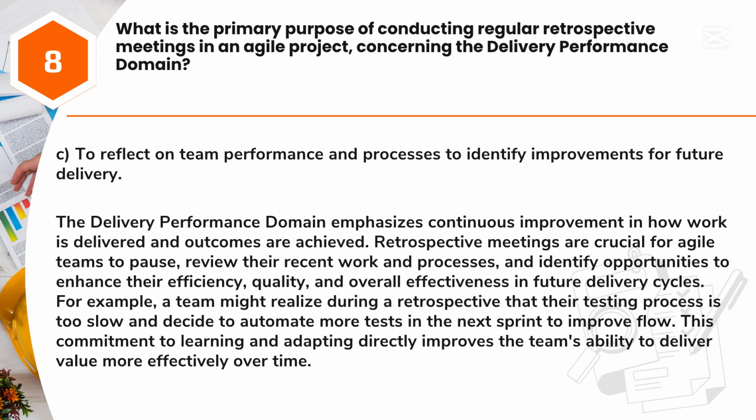Answer: C. To reflect on team performance and processes to identify improvements for future delivery. The delivery performance domain emphasizes continuous improvement in how work is delivered and outcomes are achieved. Retrospective meetings are crucial for Agile teams to pause, review their recent work and processes, and identify opportunities to enhance their efficiency, quality, and overall effectiveness in future delivery cycles. For example, a team might realize during a retrospective that their testing process is too slow and decide to automate more tests in the next sprint to improve flow. This commitment to learning and adapting directly improves the team's ability to deliver value more effectively over time.